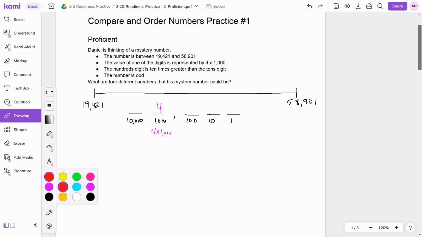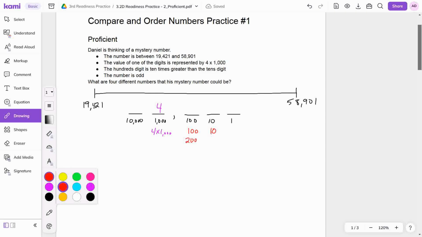So if my hundreds digit is 10 times greater than the tens digit, right? So if I put a 1 in the hundreds place and a 1 in the tens place, well, that 1 is really a 100, and that 1 in the tens place is really a 10. And 100 is 10 times 10, or 10 times greater than 10, so I could do that. Now, sneaking a look ahead, my number needs to be odd, so that's just going to affect my final digit. So I can go ahead and continue this.